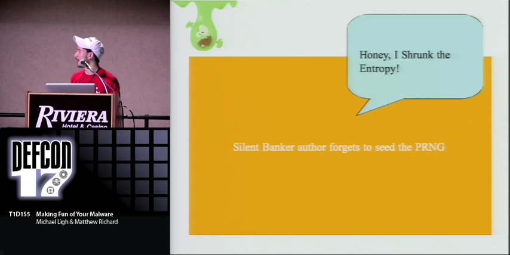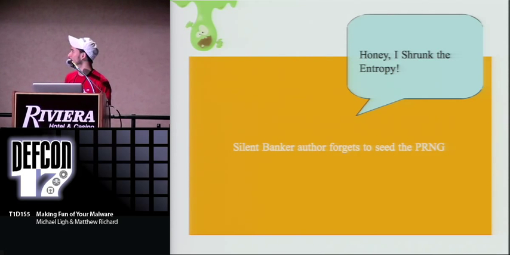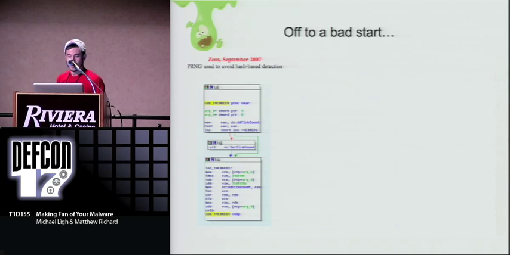All right, so this first one is called Honey, I Shrunk the Entropy. It's the story of Silent Banker authors who developed this very complex encryption algorithm and then forgot to seed the random number generator. The code over there is a snippet from Zeus from September 2007. You can see that it is seeding that global variable called ddTickCount. It first moves it into the EAX register the first time that this function is called, and then it checks that value to see if it's zero. If it's not zero, it calls getTickCount to seed it.